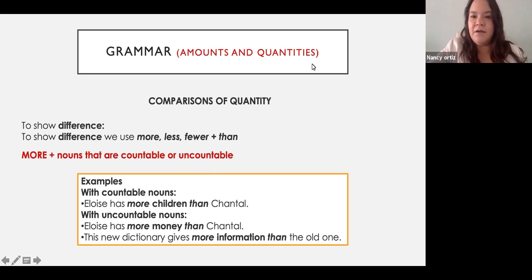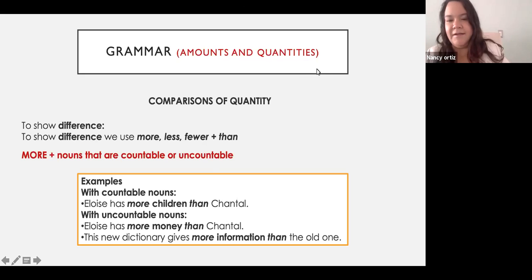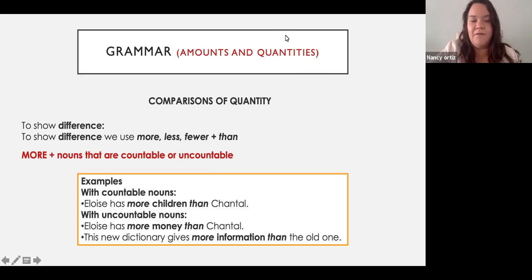Okay, someone else is coming. Oh, Daniel. Okay. And here we have, for example, some examples in the box, okay? Remember that we can use more plus nouns that are both countable and uncountable nouns. Daniel, welcome to the session. I was saying this is the information you needed. Than complements the words more, less, and fewer when we talk about nouns to express difference, okay? But it's a complement. So we say more than, less than, fewer than, okay?